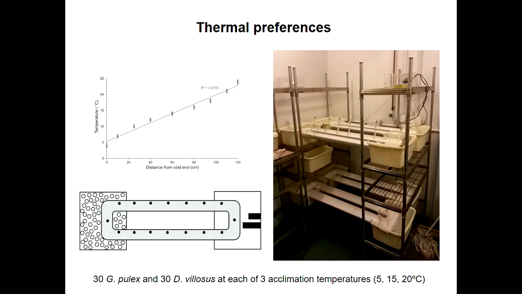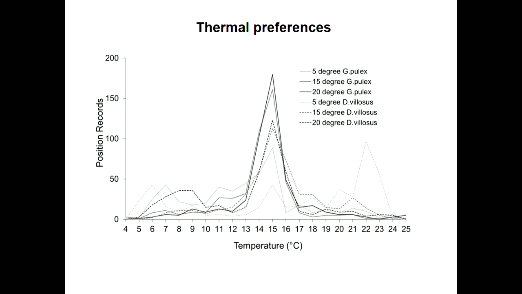We had 30 pulex, this is our native, 30 invasive, at each of 3 acclimation temperatures, representing the continuum of temperatures across the gradient. I'm not going to talk about what happened between the acclimation temperatures, because there wasn't any effect. They all preferred the same temperature. And when we look at the amount of time that they're spending in different parts of the apparatus, what we see is they use bits of it at different times, but there's a very definite peak in the middle. So the 3 solid lines here are the native species, 5, 15, 20. You can see there's not much difference between them. And the dotted lines are the invasive. So the natives show a very strong preference for this intermediate temperature.